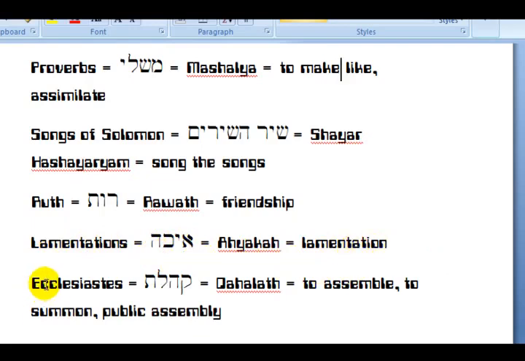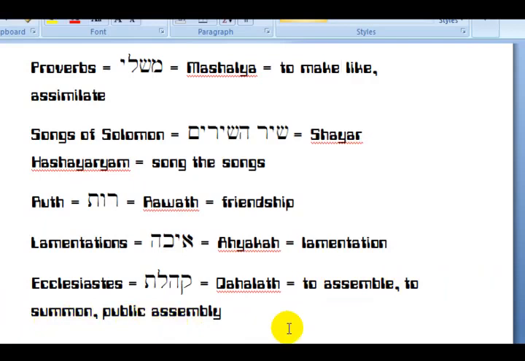And then you have the book of Ecclesiastes, which is Quahalath. Now, Quahalath means to assemble, to summon, or public assembly. All right. Now, the word Ecclesiastes is where you get the word Iglesia from. Ek at the beginning, which is sometimes spelled ek, ek is out, and Klesia is to gather or to call. All right. So to call out, the word church means to call out. The word Ecclesiastes basically means to assemble, to summon, public assembly.